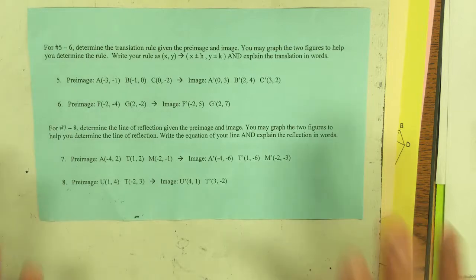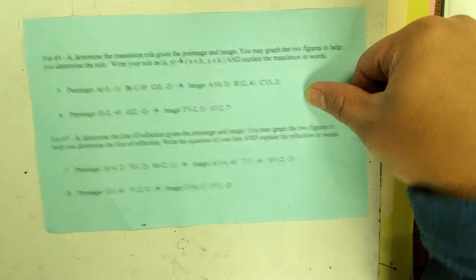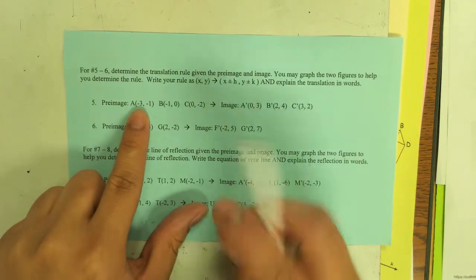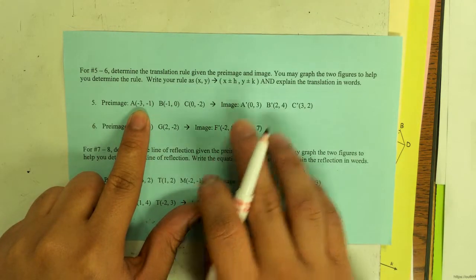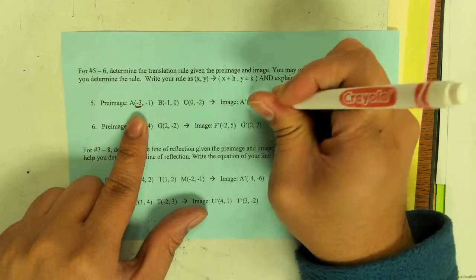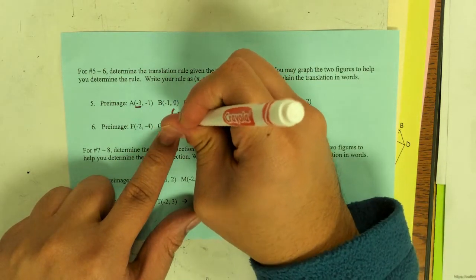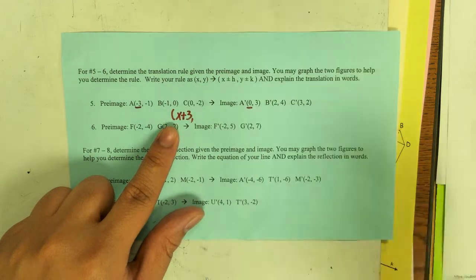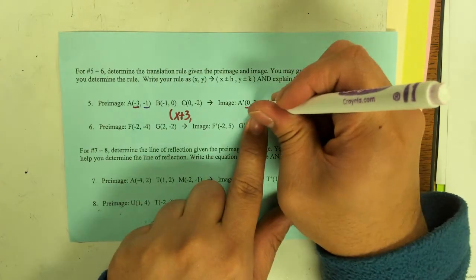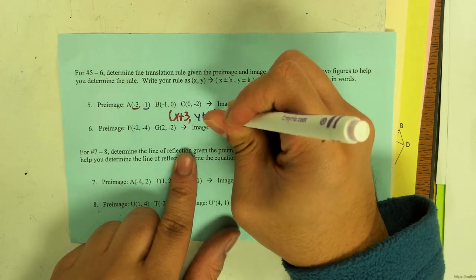Over here on the back, you'll also see some questions. Number 5 is asking, how did we get the rule? And we have an example here. Let me focus at A. A is at negative 3, negative 1. A prime is at 0, 3. So we look. Going from negative 3 to 0, how much did we add? We added 3. So x plus 3. On the y side, going from negative 1 to positive 3, how much did we add? We added 4. So y plus 4. And there's your rule.